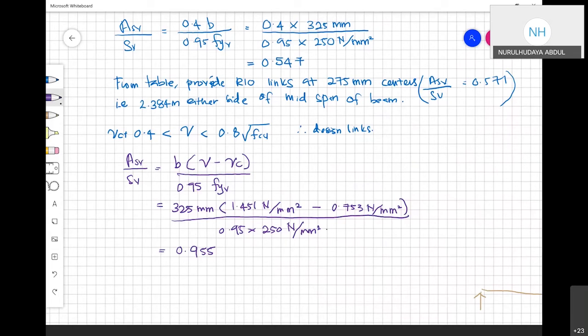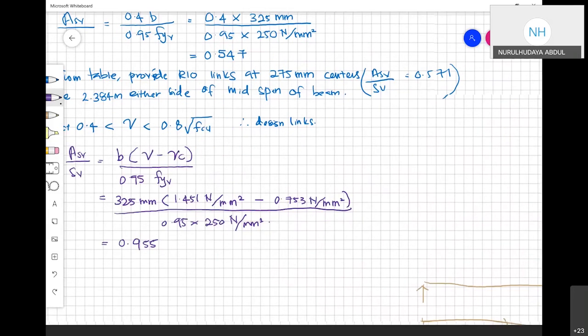Okay, so bila you dapat 0.955, so kalau you tengok pun, you compare value ni, design link ni lagi besar daripada value nominal link. 0.955 ni lagi besar pada 0.547. Maksudnya you perlukan spacing yang lebih rapat lah. Okay, sebab design, maksudnya kat situ dia punya stress lebih besar lah. Sebab dia bila dah nak sampai ke support tu stress lebih tinggi. So you kena design dia untuk jadi lebih rapat-rapat.